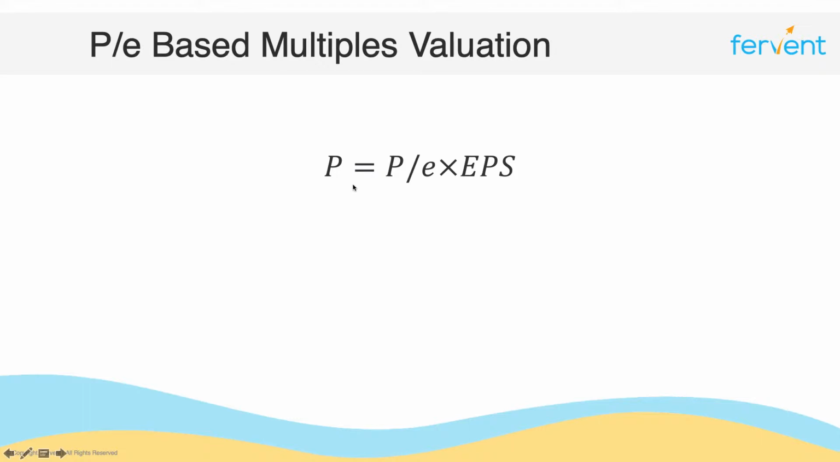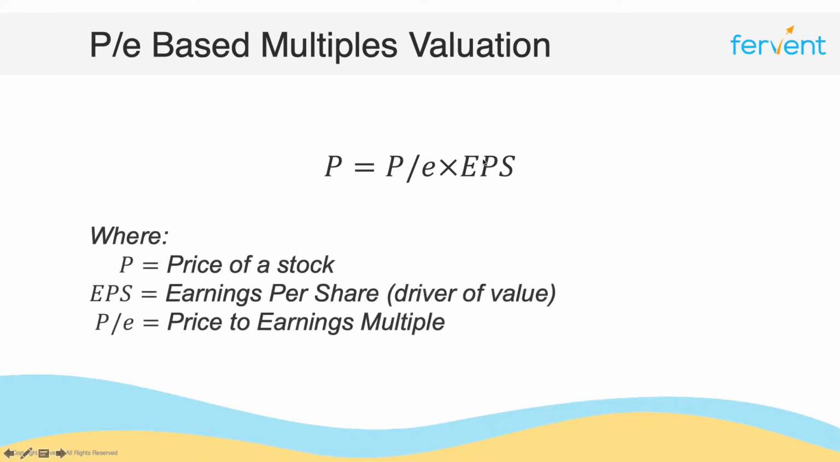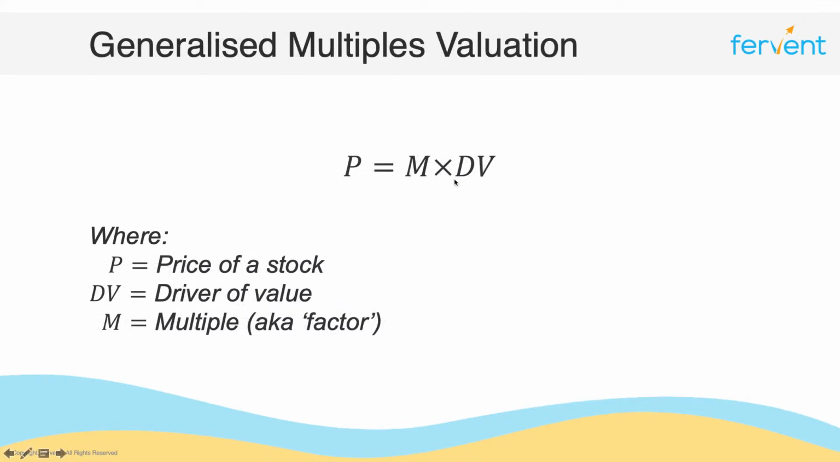So we're saying the price of a stock P is equal to some multiple, which in this case is the price to earnings ratio, multiplied by a driver of value, which in this case is the earnings per share. So P here is the price of a stock, EPS is the earnings per share, which we're saying is a driver of value, and PE here is just the price to earnings ratio, or the price to earnings multiple. Now, if we were to generalize this to any multiple as opposed to just the price to earnings ratio, and any driver of value as opposed to just the EPS, then we could say that the price of a stock is given by M multiplied by DV, where M is some multiple, aka factor, and DV is some driver of value.